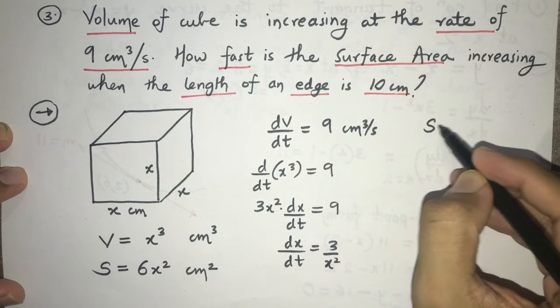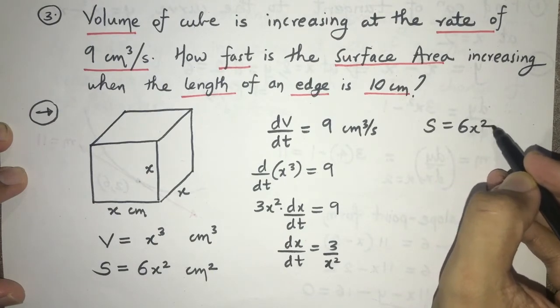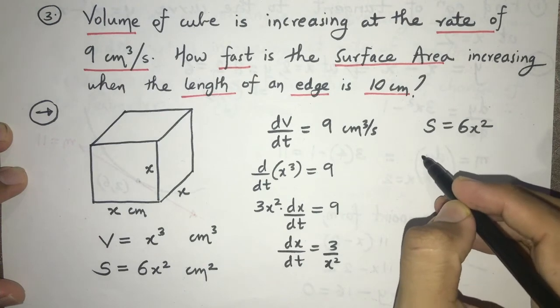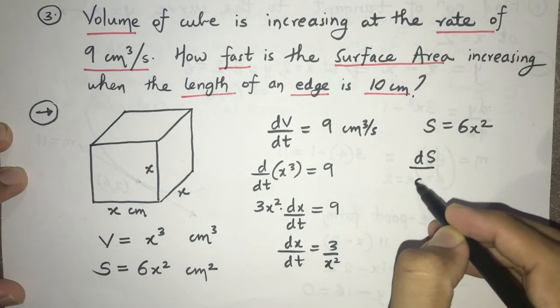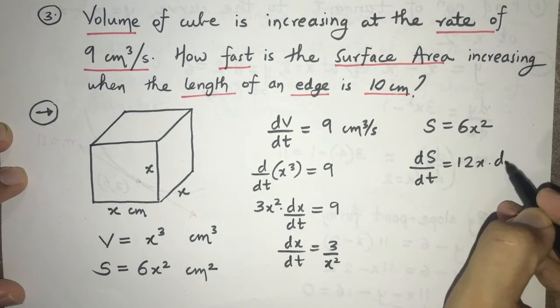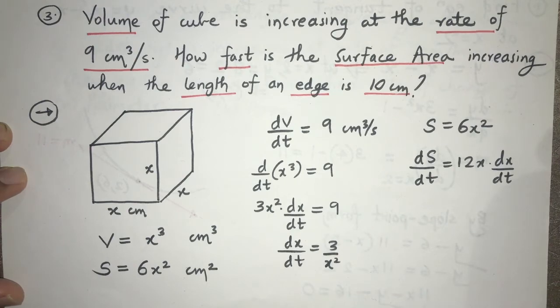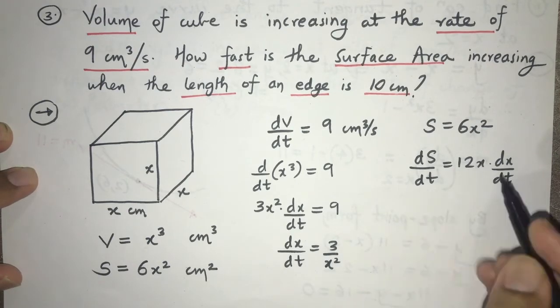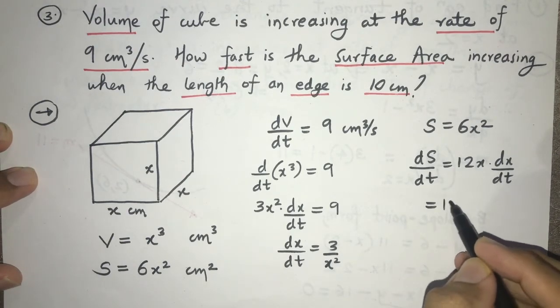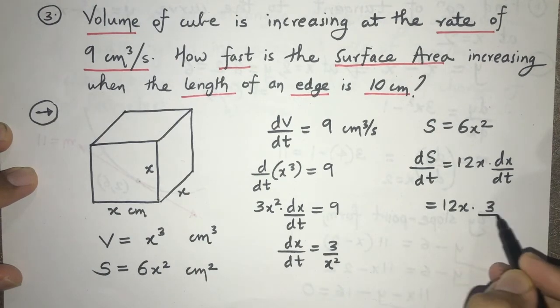So I'll take that relation now. The relation of surface area is 6x square. So the rate of change of surface area is 12x dx by dt. Differentiating with respect to time again, chain rule will come, 12x dx by dt. We are going to get 12x into dx by dt, which will be 3 by x square.